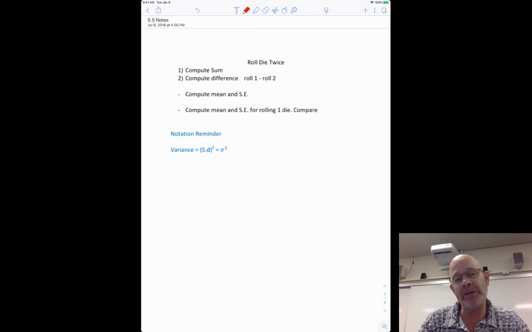This time what we're going to do is take two different populations. We're going to grab something from one population, something from the other population, either add them or subtract them. And then we're going to keep doing that, and look at what that distribution looks like.